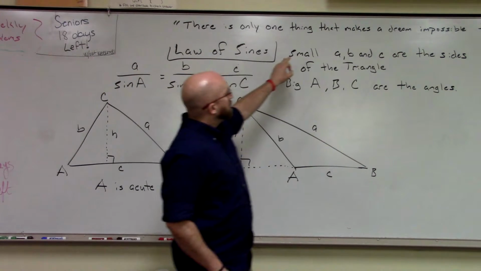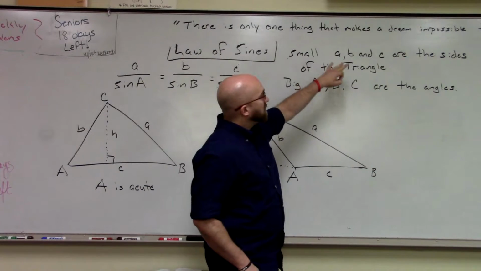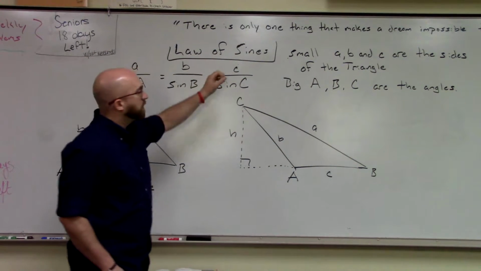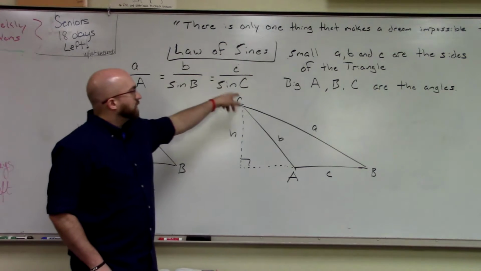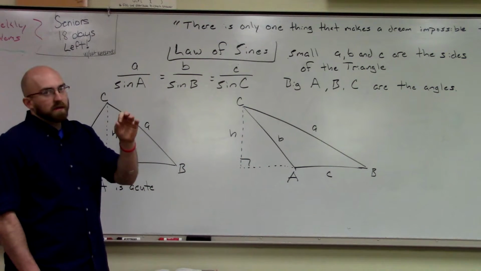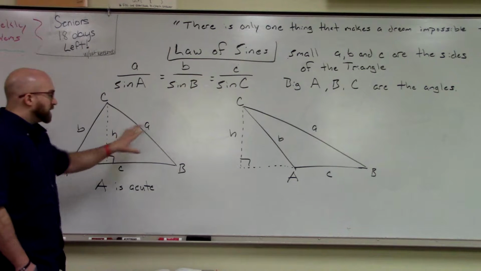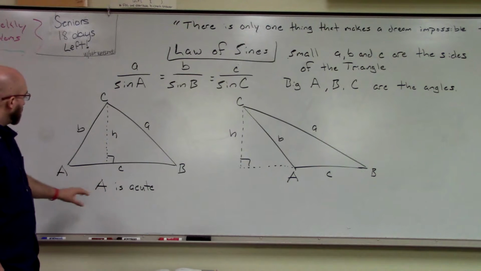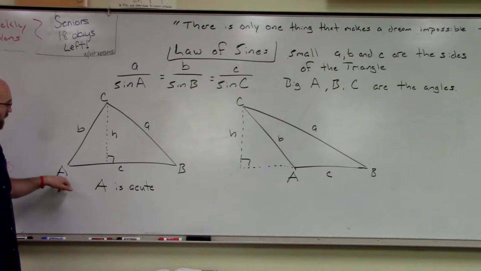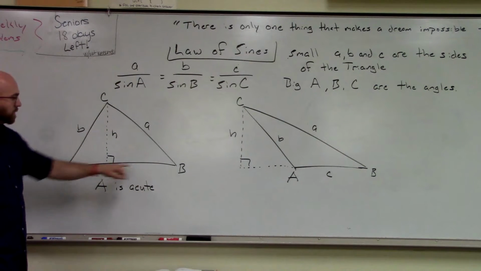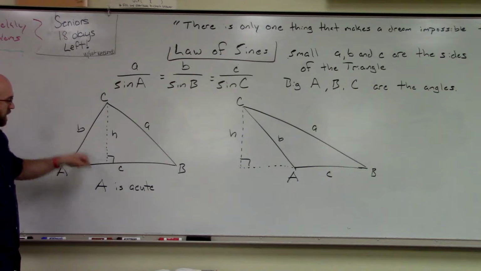Now, small a, b, and c, the small ones, all on top, those are the side lengths of our triangle. And then big A, big B, and big C, those are the angles of our triangle, okay? So, I have two triangles here, and this is what we're looking at. If A is an acute angle, okay, it's A, B, and C.